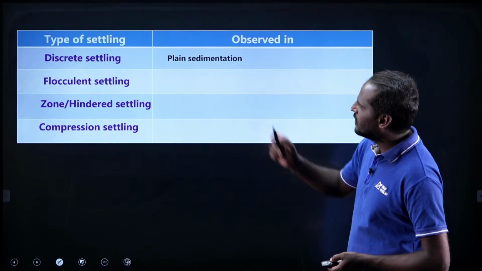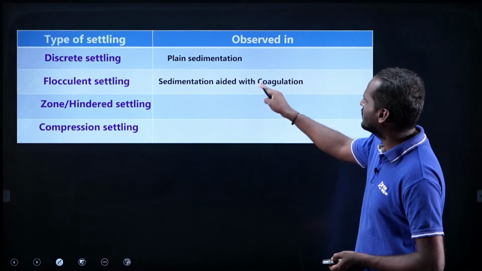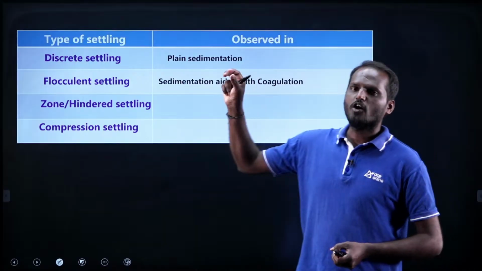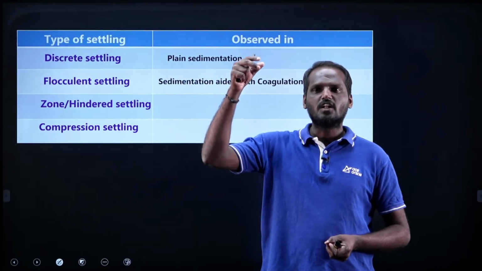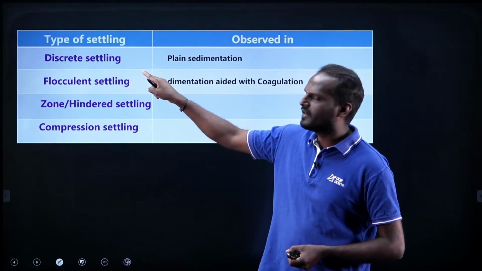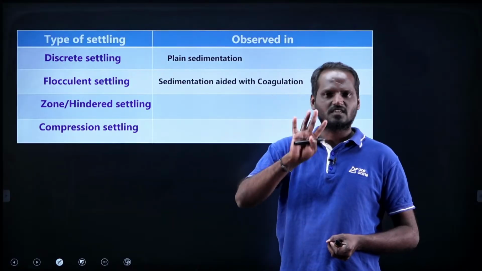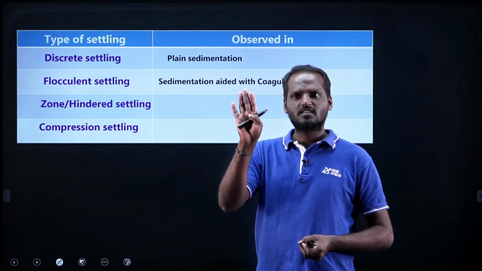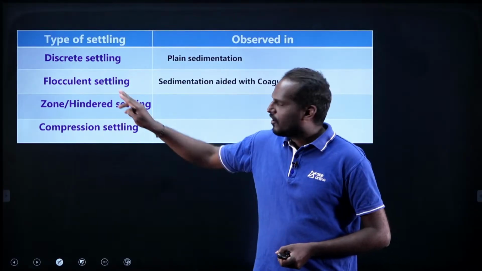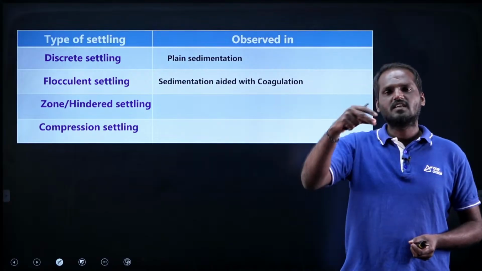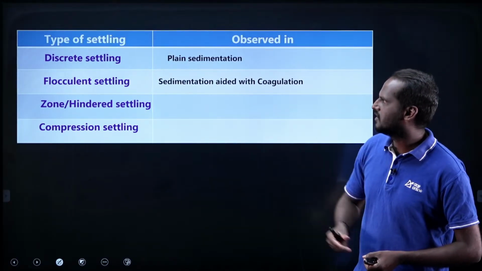What is the flocculent settling? Observed in sedimentation aided with coagulation. Flocculent particle settling in a dilute suspension. What is discrete particle? Particle's characteristic does not change with time. Its size, shape remains same. Flocculent particles size and shape is changing with time. That is what flocculent settling, right?